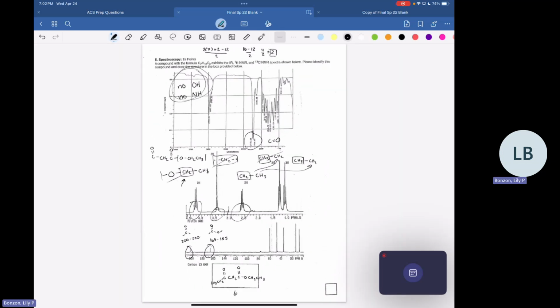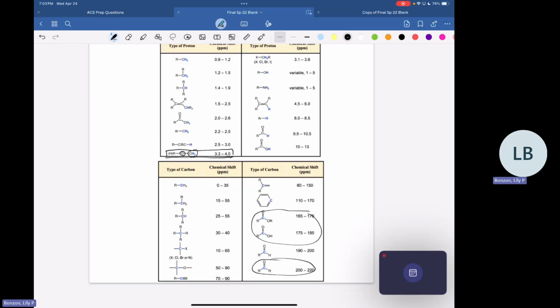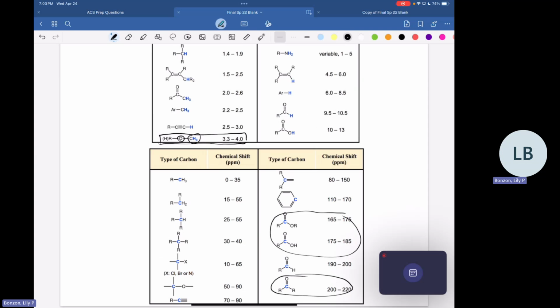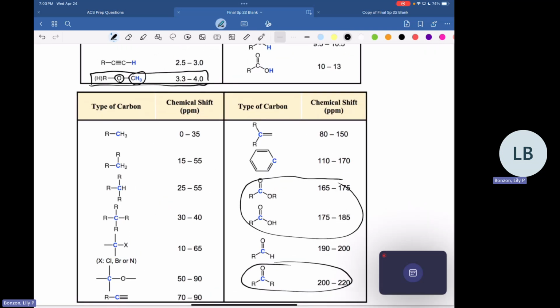Okay, any questions on the spec? Yeah, at the bottom with the carbon-13. So, like I said, your thing will be different, but you will see there should be some characteristic peaks around 165 to 185 for an ester or a carboxylic acid. And then the ketone is even a little bit further past that at about like 200 to 220.